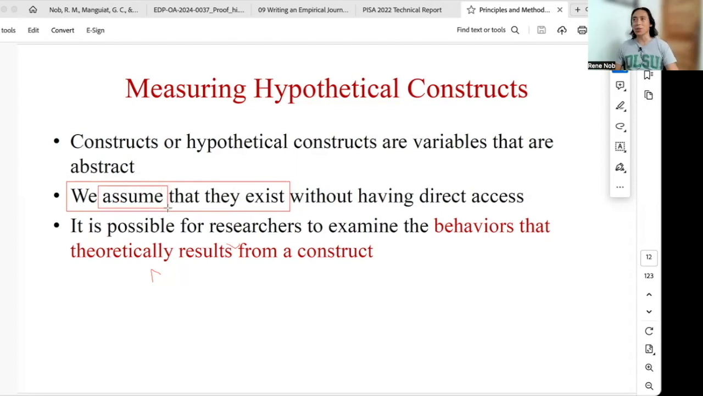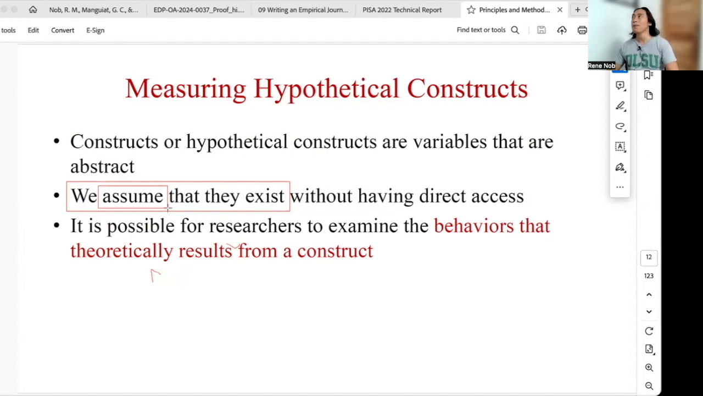Because these things cannot be directly observed, our belief that they exist rests on the assumption that they do exist. And some people actually believe that they don't exist. Now, if I ask you, does love exist? Some people say, yes, love exists. But then again, I will not be surprised if there are people who would say that love does not exist, that the things that we are experiencing are merely a byproduct of some chemical reaction in the brain.